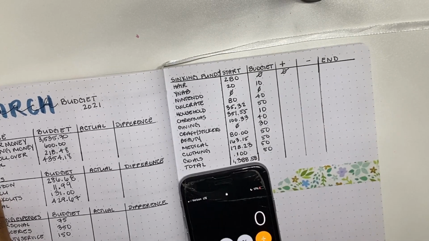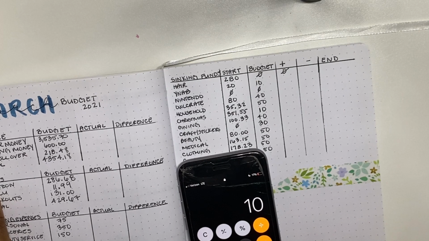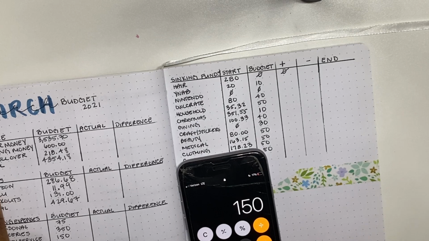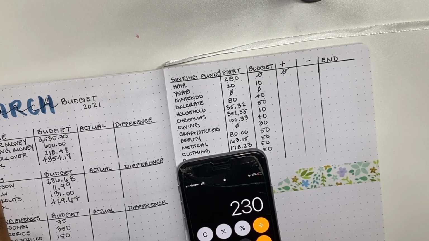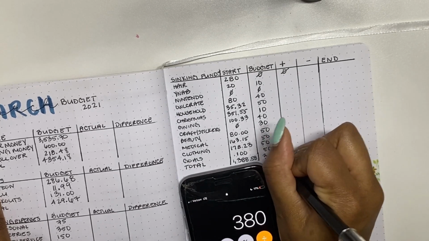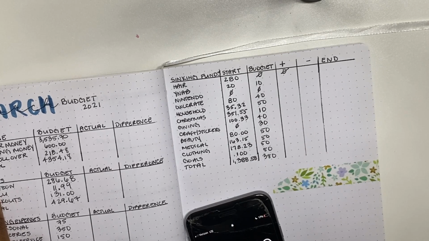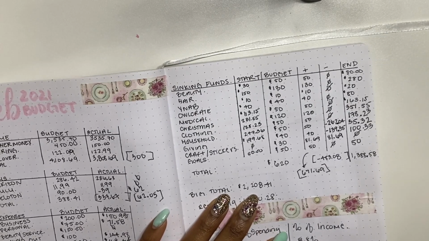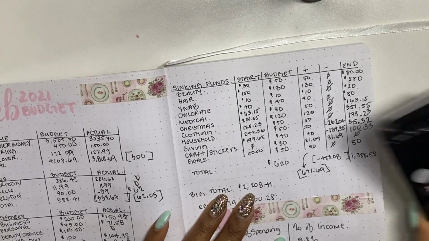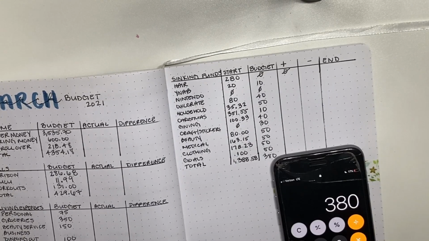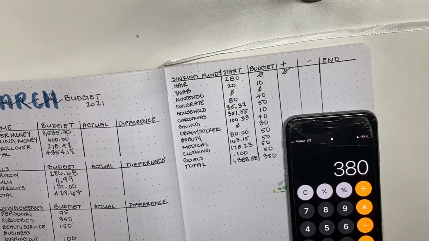So let's see. We have 10 plus 40. I think we're at 380, which is a lot less than the previous month. And let me just look to figure out why that is. Because I'm not contributing to hair at all, and I'm giving a lot less to Christmas. Okay, so let's see. We might be able to pull this off.